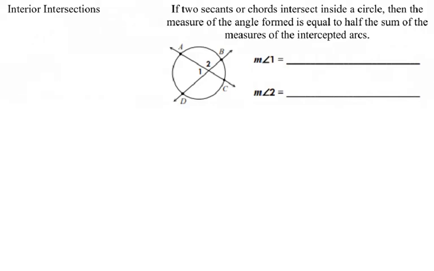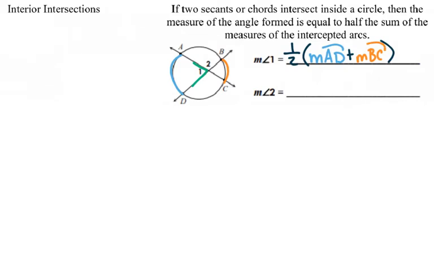If you have two things intersecting inside a circle, we have a theorem or a little formula. If two secants or chords intersect inside a circle, then the measure of the angle formed is equal to half the sum of the measures of the intercepted arcs. That's a mouthful, so let me show you. The measure of angle 1 would be equal to 1/2 the measure of AD, the intercepted arc inside the angle, plus the measure of BC, the one directly across from it.